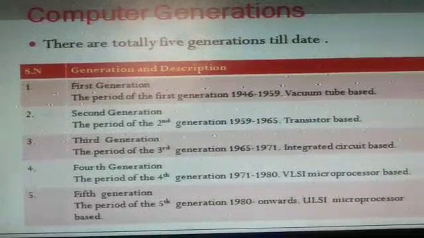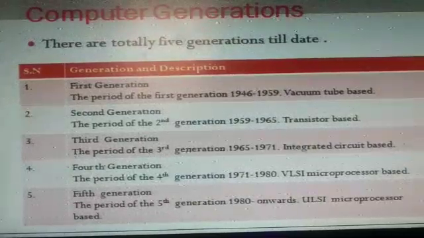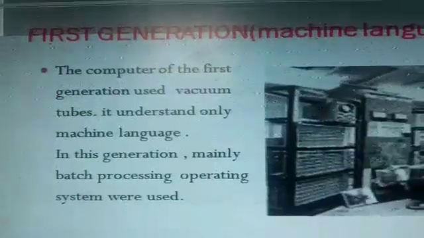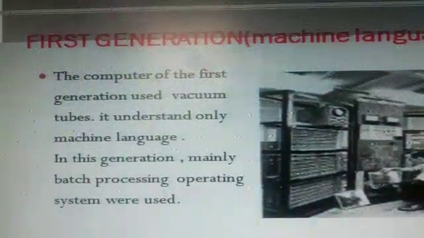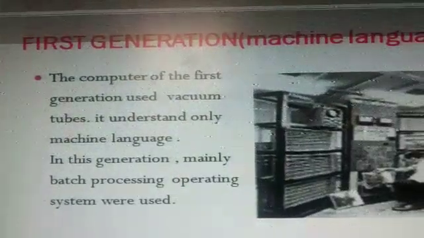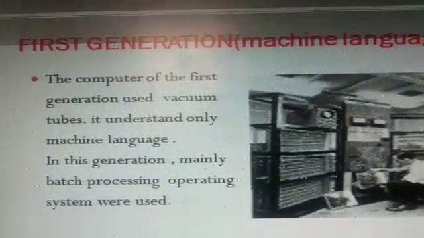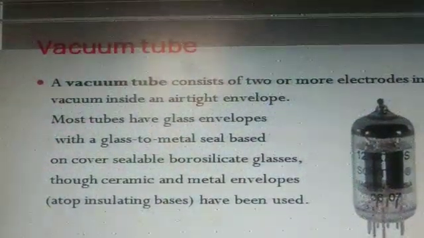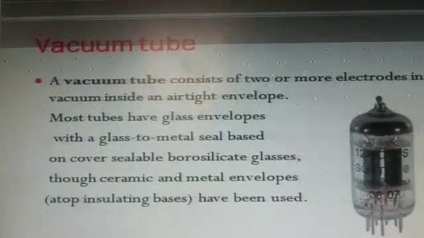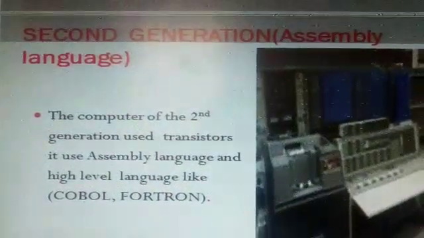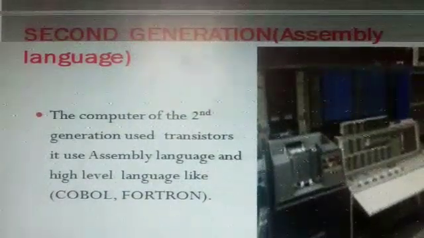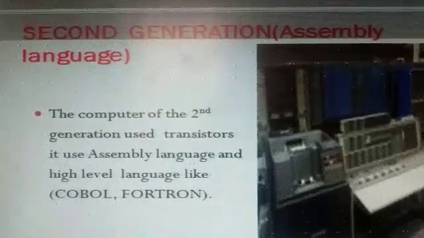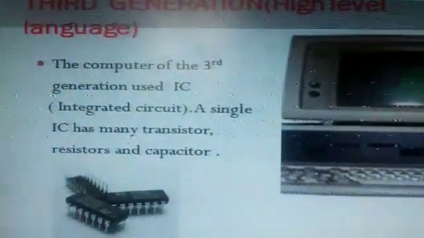The period of the first generation is 1946 to 1959 and this is vacuum tube based. We have already discussed this, and you can see here this is machine language, means first generation computer supports machine language only, and this is the vacuum tube. This vacuum tube was used in first generation of computer. In second generation, it used assembly language, and instead of vacuum tube, it used transistors.